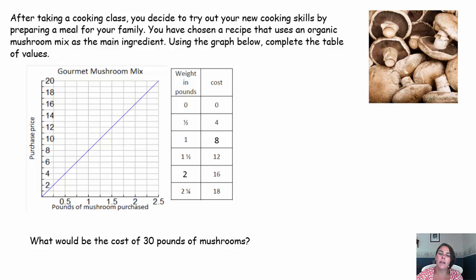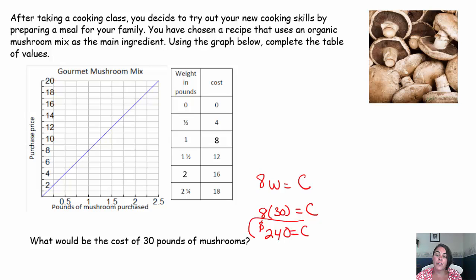I'm going to take my 8 times the weight equals the cost. So I'll just do 8 times 30 would be the cost. 8 times 3 is 24. So $240 if you wanted to buy 30 pounds of those mushrooms.